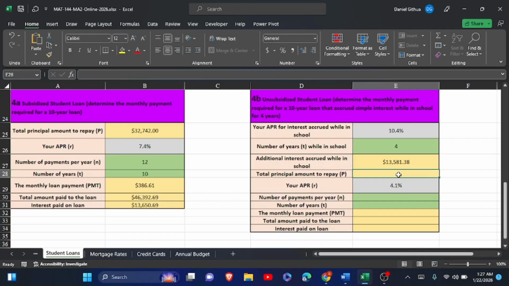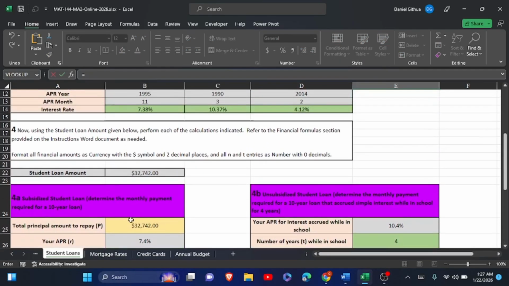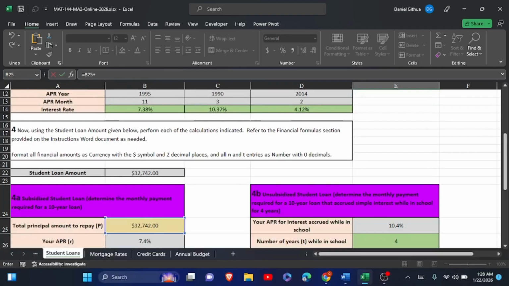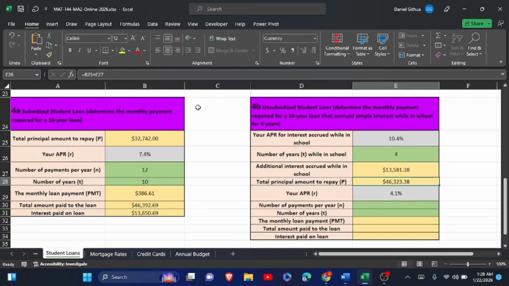The total principal amount to repay will be equal to the principal amount here, plus the interest that has been incurred. Press enter. So that is the total principal amount to repay. Then the next part is number of payments per year, which is 12, sorry, and the number of years is 10 years.